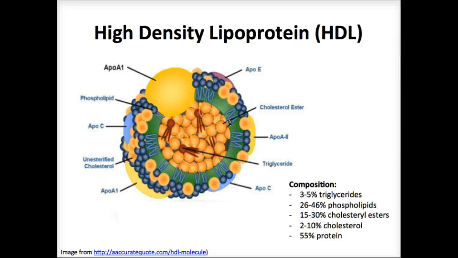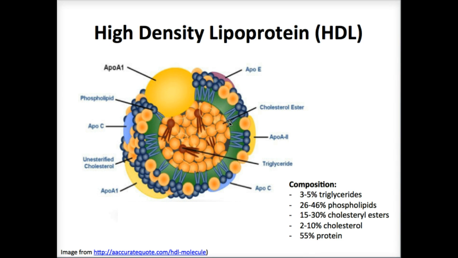Now, HDL's specific job, once it is synthesized and secreted into the bloodstream, is to go out and pick up excess cholesterol from the cells and transport that cholesterol back to the liver, where it's converted into bile salts and excreted from the body in the bile. This process is known as reverse cholesterol transport.